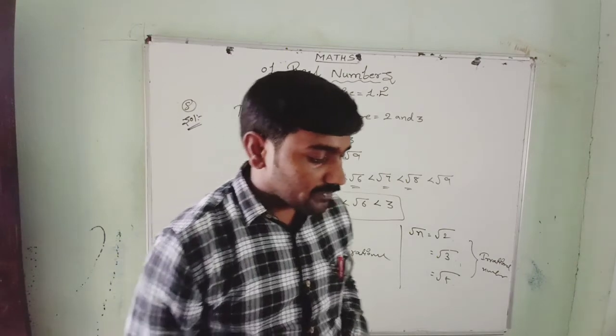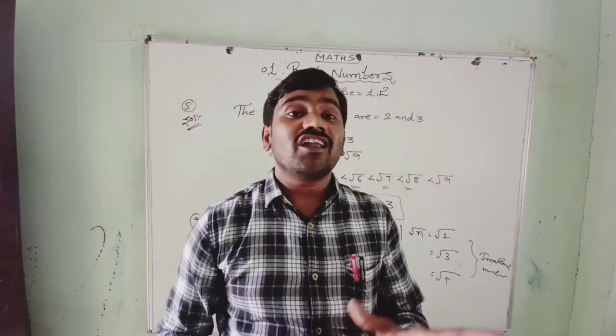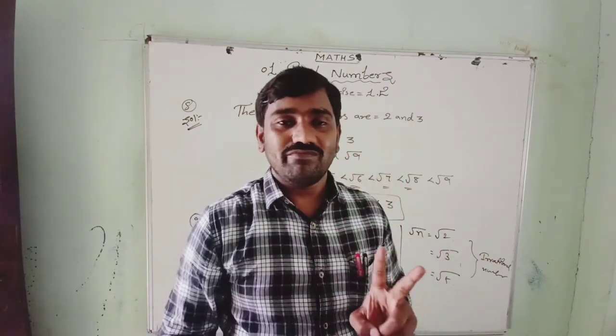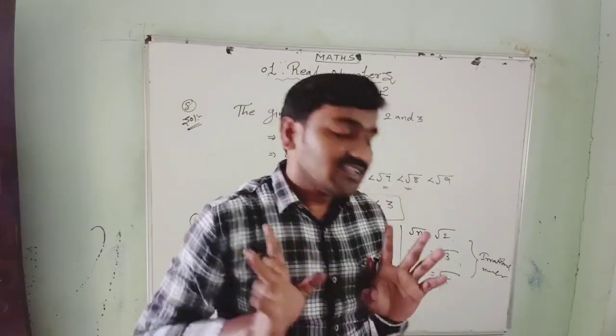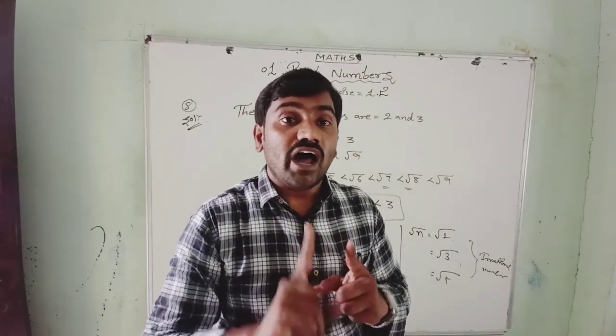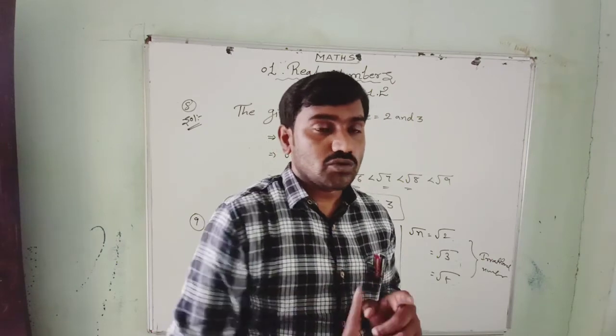Then we go for the sixth one: all real numbers are irrational. Are all real numbers only irrational? No. It is a false statement. Only one false statement is there, the last one, the sixth one. The remaining five are all true statements. All real numbers are not only irrational numbers. So the given statement is false.